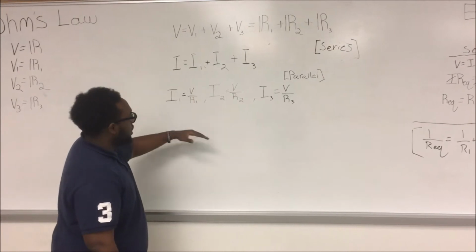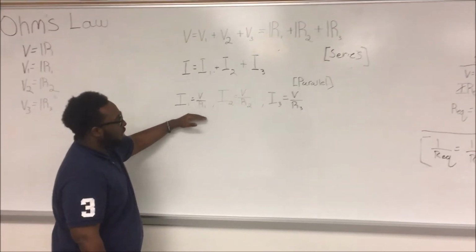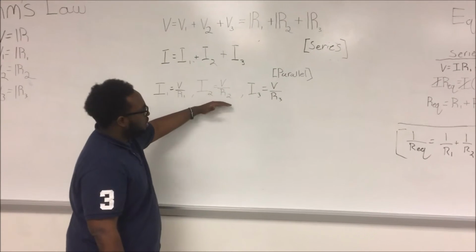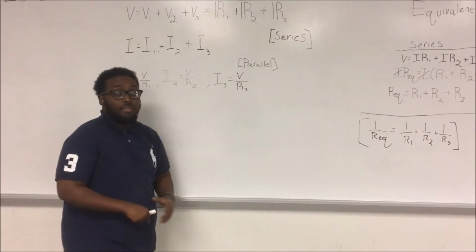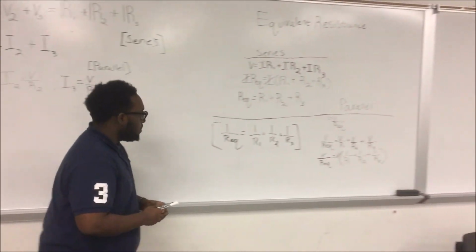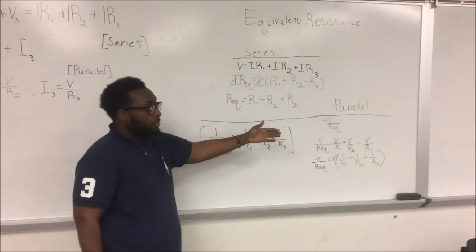And then continuing from parallel, we have I1, which equals V over R1, I2, which equals V over R2, then we have I3, which is V over R3. And then we have the equivalent resistance. So we have one part for series and one part for parallel.